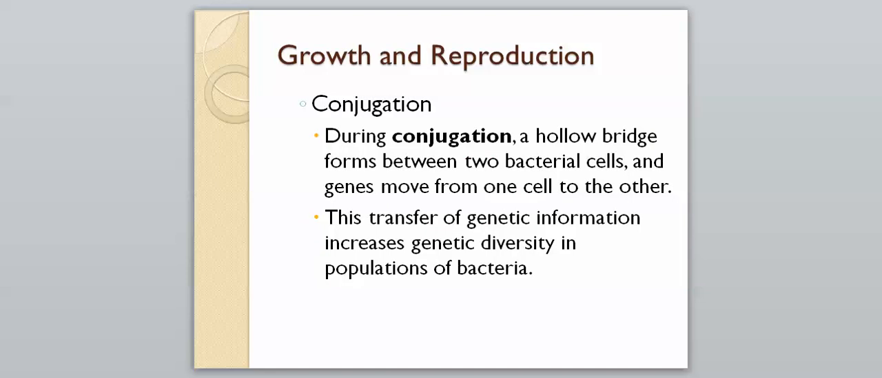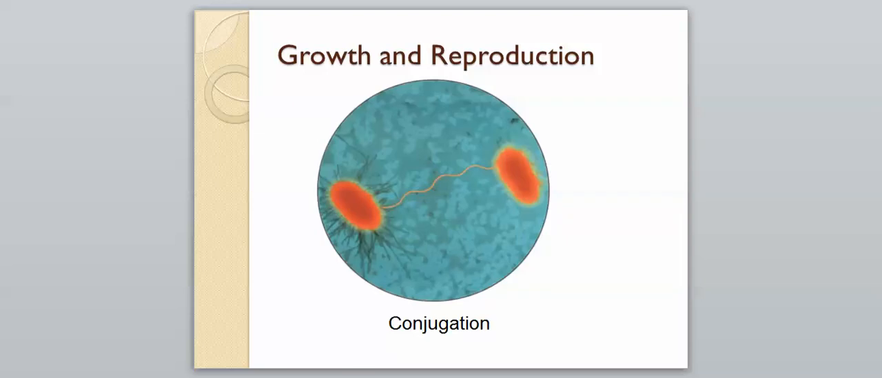The next one is conjugation, and during this process, a hollow bridge will form between two bacterial cells, and the genes will move from one cell to the other. This transfer of genetic information increases genetic diversity in populations of bacteria. So it's basically a bridge forming between the two, as you can see in this picture right here. And in this little pink line that's going through there, they're actually passing their genetic information to one another in order to reproduce and in order to make more genetically diverse bacteria.